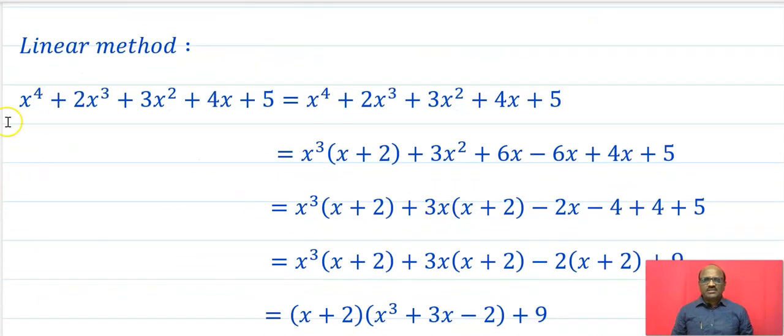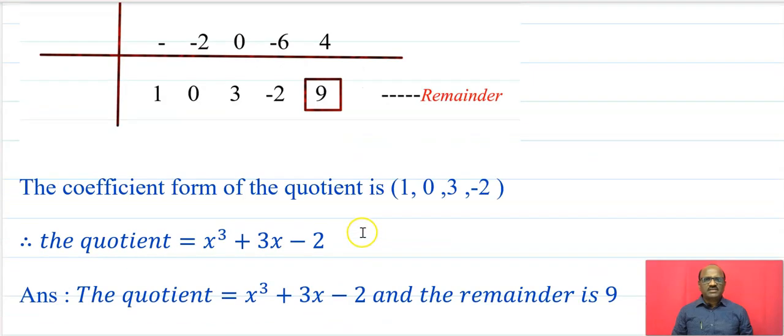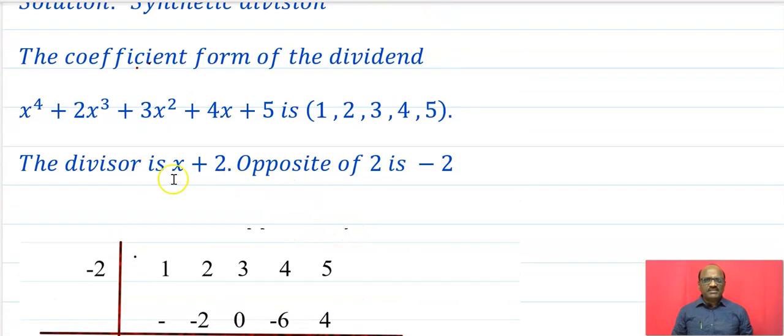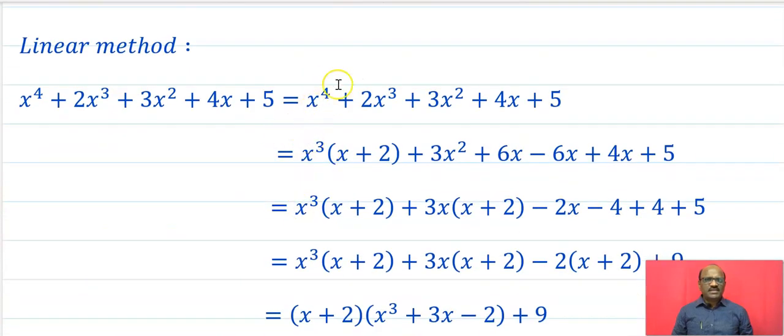What about the linear method? Now see this here: x raised to 4, 2x cube, 3x square plus 4x plus 5. Always consider the first term. Now from all these terms, we must take the common divisor. Our divisor is x plus 2. x plus 2 मला कॉमन काढायचं. x raised to 4 मध्ये कुठलं टर्म मी ऍड करायचंय किंवा सबस्ट्रॅक्ट करायचंय, so that if I take x raised to 3 as common, then in the bracket I will get x plus 2.